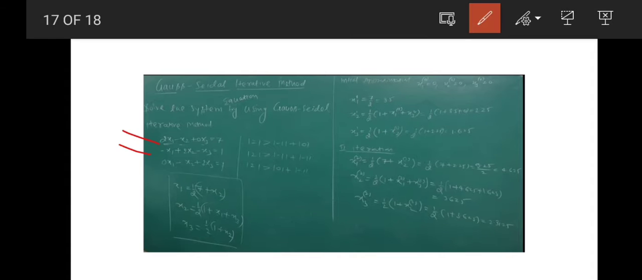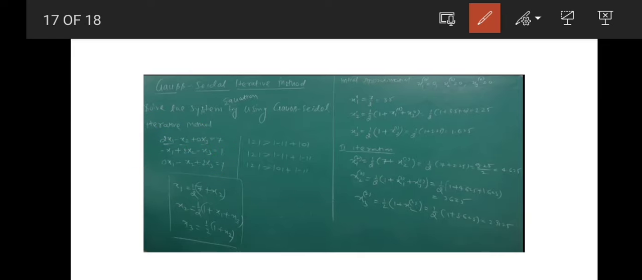Suppose you are given three equations 1, 2 and 3, that is 2x1 minus x2 plus 0x3 is equal to 7, minus x1 plus 2x2 minus x3 is equal to 1, 0x1 minus x2 plus 2x3 is equal to 1. This equation is in the dominant form, in which the coefficient of x1 is greater in the first equation, the coefficient of x2 is greater in the second equation, and the coefficient of x3 is greater in the third equation.